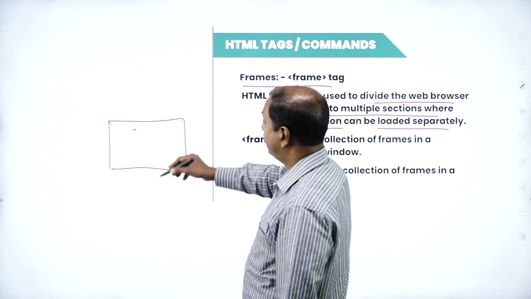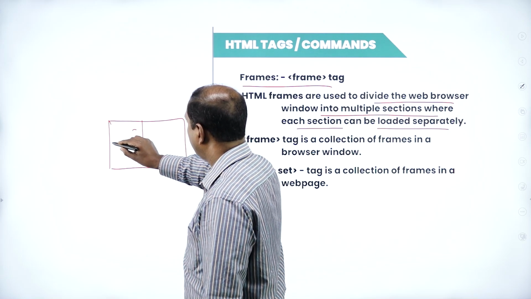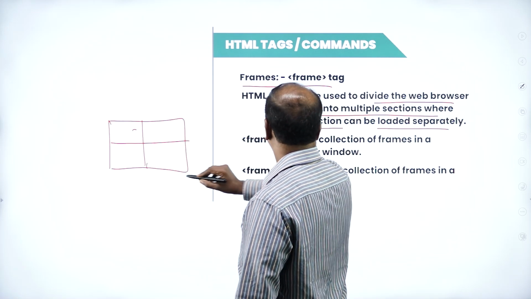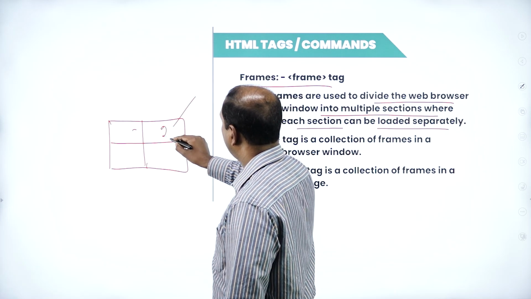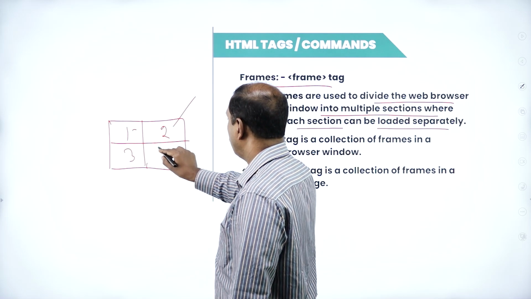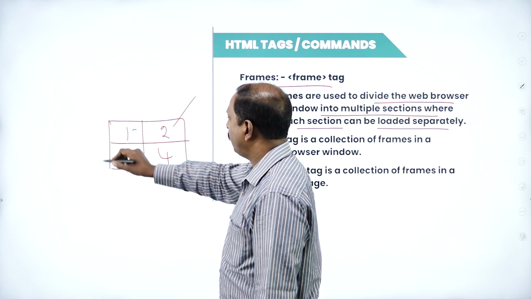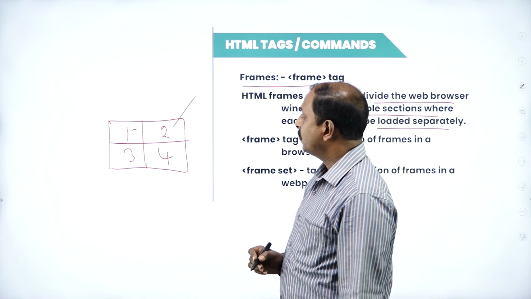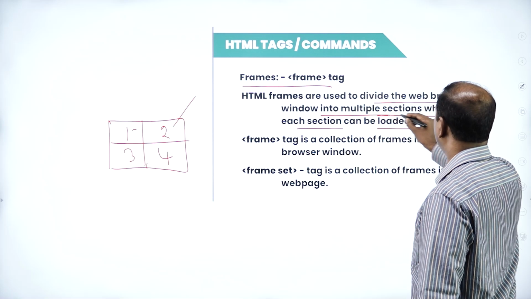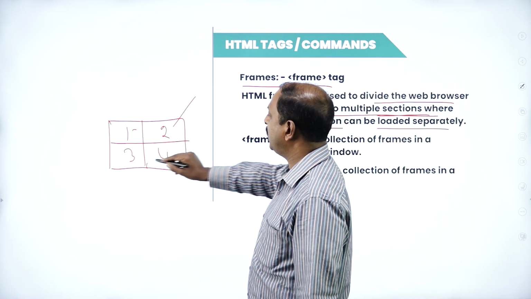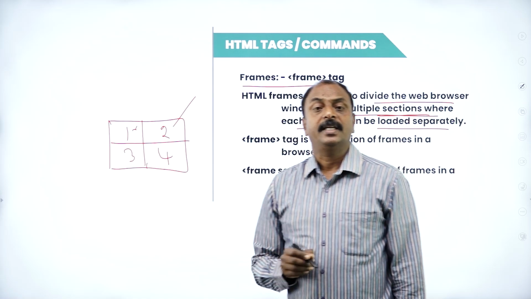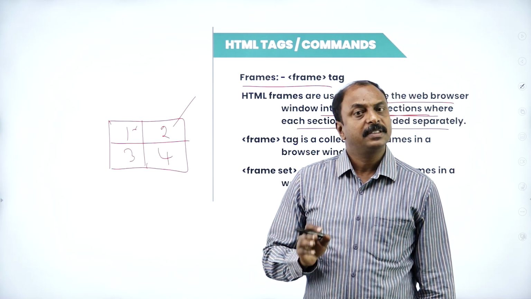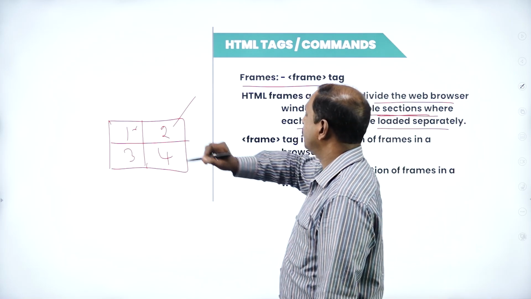Now if I want to make this web page into a number of sections like this, each of these is nothing but a frame. This is frame number 1, frame number 2, frame number 3, frame number 4. Here this entire web page is divided into 4 sections, or we say 4 frames. These 4 frames are multiple sections. Each one is an individual section, and each individual section must have its own program, which loads the program separately, individually. So this is the concept of frames.